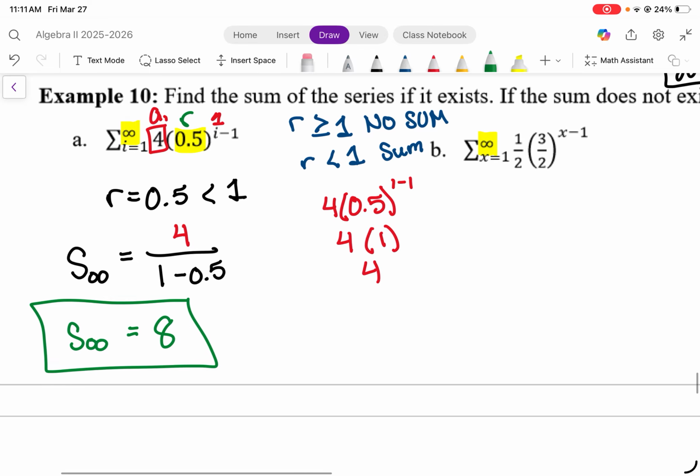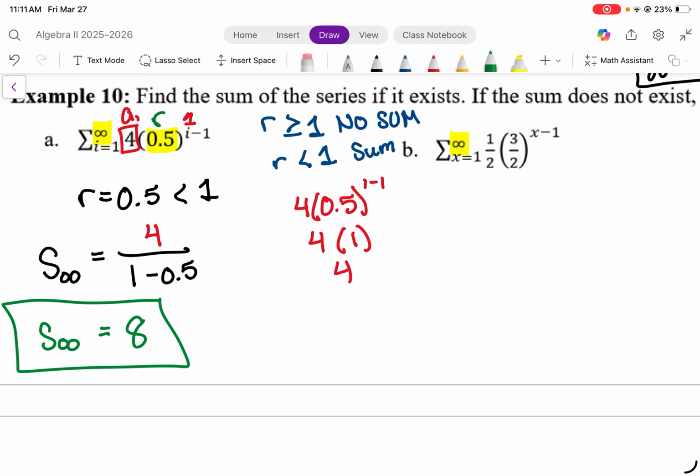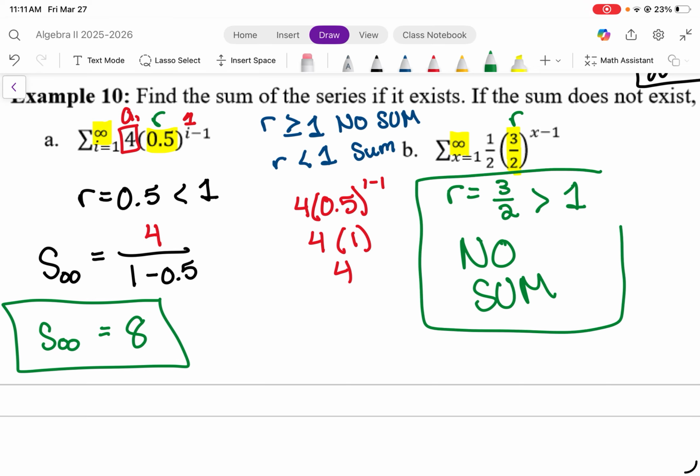All right, so then we're going to go on to our next example. So this one is geometric because the variable is in the exponent. So we're going to identify our r value, which in this case is 3 over 2. If we look, 3 over 2 is larger than 1. So because it's larger than 1, there is no sum, because if the numbers keep getting bigger, so would the sum. So there's no answer that we can get for that.